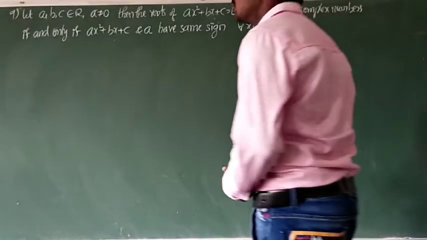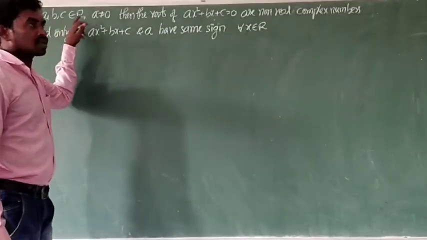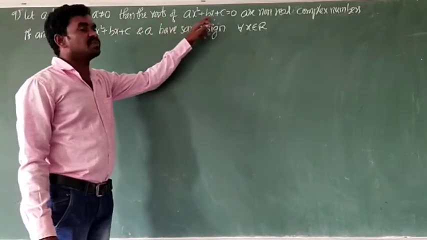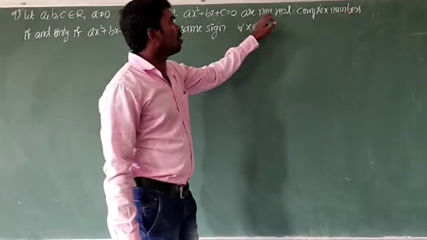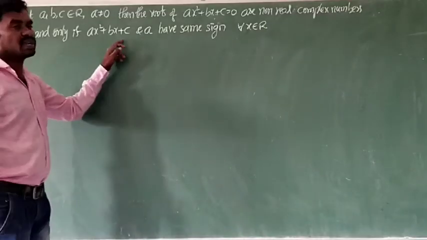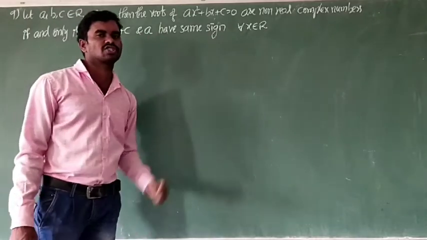Okay, let us see the next question. 9th one. Let small a comma b comma c belongs to capital R. a is not equal to 0. Then the roots of ax square plus bx plus c is equal to 0 are non-real complex numbers if and only if ax square plus bx plus c and a have the same sign for all x belongs to R.